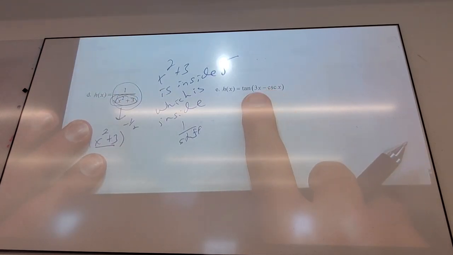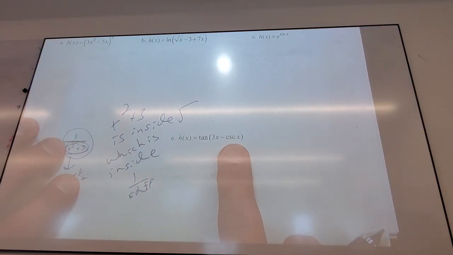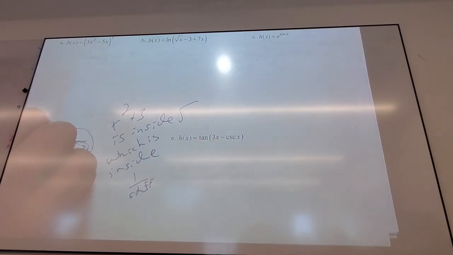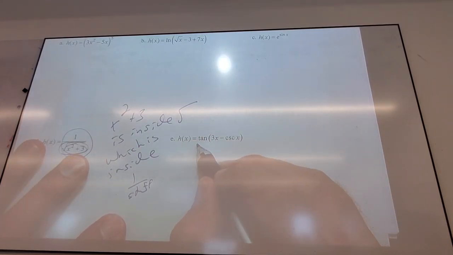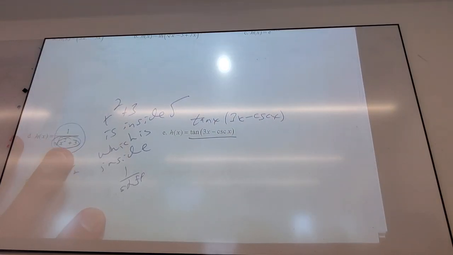And this one, I don't know why I put this here, because it's the same as this one. What's the inside function? 3x minus cosecant x. What's the outside? Tangent of stuff. Do you guys see the difference between this function and this function?